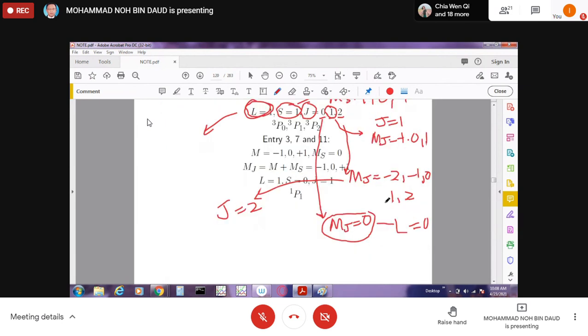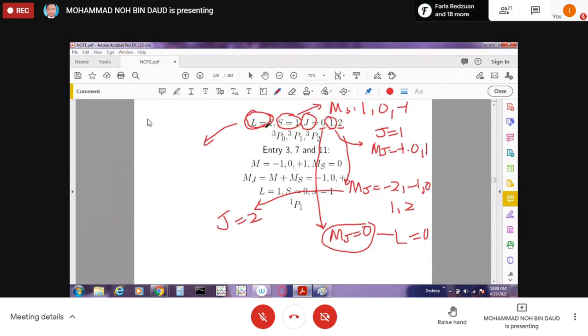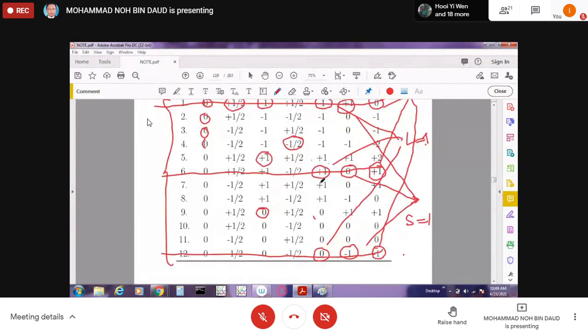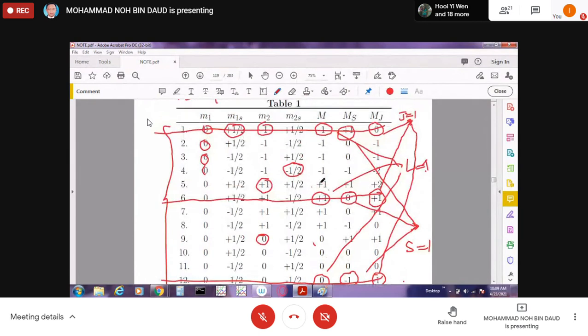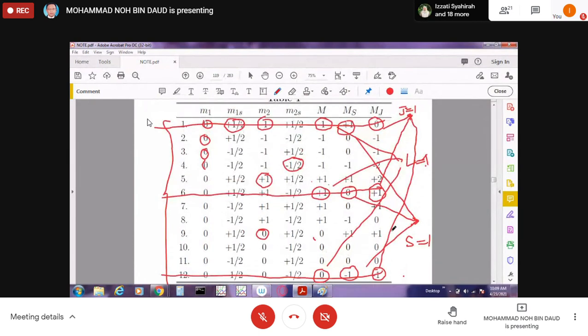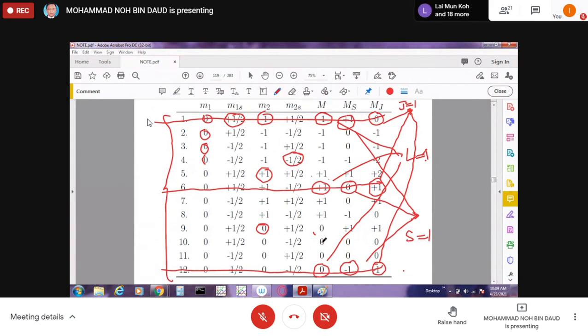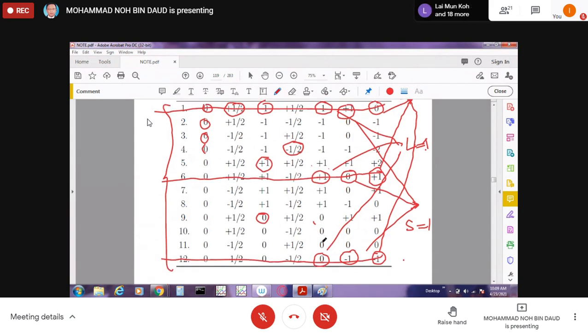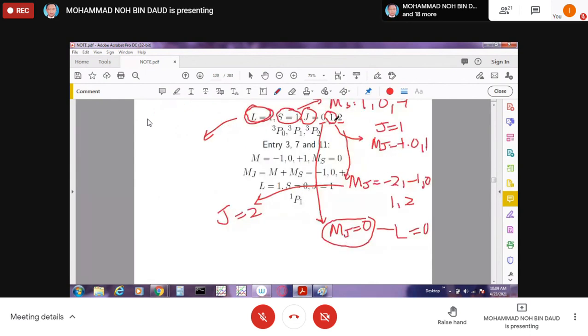We know J is from 0 to 2, okay, because of this one, the L. So how about this one, the L0, the J0? We must find a combination of this M: negative 1, positive 1, and 0. Okay, this one to get this L1.